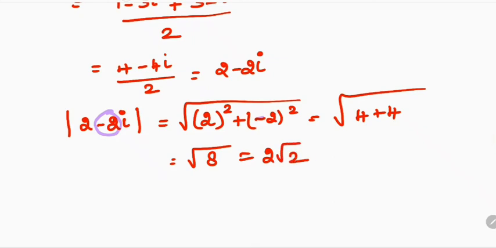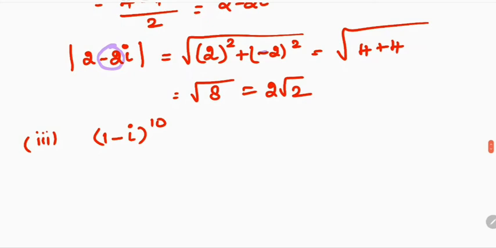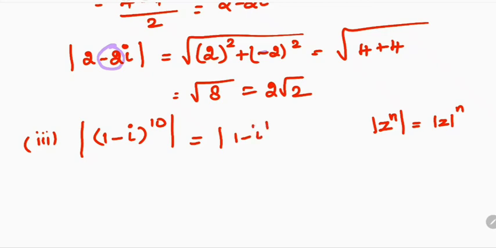Now we are moving to the third subdivision. Look at this. What is it? 1 minus i the whole power 10. So this is the complex number given. You have to find the modulus of it. We know the property that the modulus of z to the power n can be written as the modulus of z to the power n. So first we can write the modulus of 1 minus i, then you can raise it to the power 10.